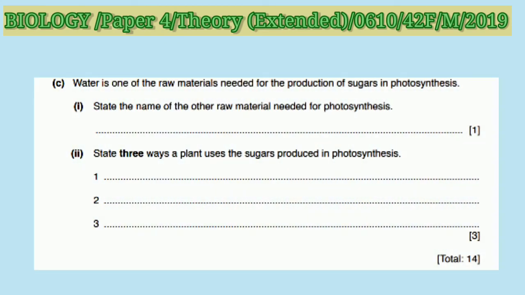Sub-question C. Water is one of the raw materials needed for the production of sugars in photosynthesis. State the name of other raw material needed for photosynthesis. And the answer is carbon dioxide.